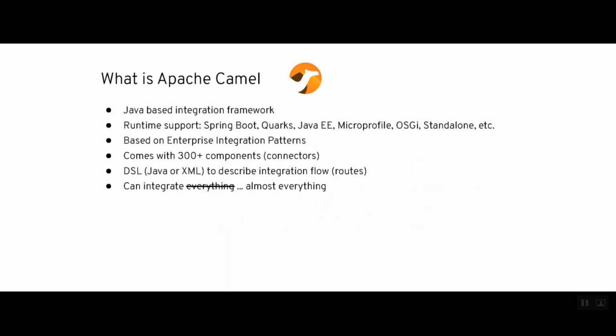Now, Camel is a Java-based integration framework. It supports and runs on many of the very popular runtimes like Spring Boot, Quarkus, which we're going to talk about later today, Java Enterprise, Microprofile Specification, OSGI, Standalone, and whatever. It's also based on the idea of enterprise integration patterns, and it comes with a lot of components, which you can think of like connectors to connect to a lot of different systems. And in Camel, you define or code how you integrate different systems using a DSL, which you can code in Java or XML. If you've never seen Camel routes before, then you're going to see them in the next slide.